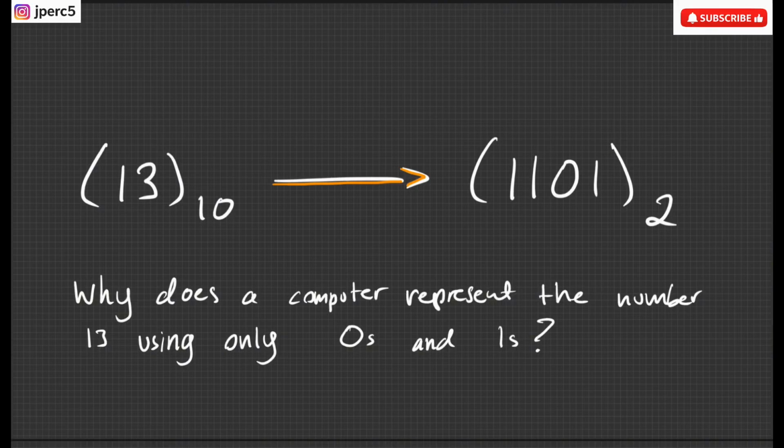Hello, everybody. Why does a computer represent the number 13 as a string of zeros and ones? To be able to answer that question, we'll first need to understand the difference between analog and digital information, how circuits physically represent a 0 and a 1, and how those bits combine to form numbers. And then we'll do some practice questions converting between binary, decimal, octal, and hexadecimal.